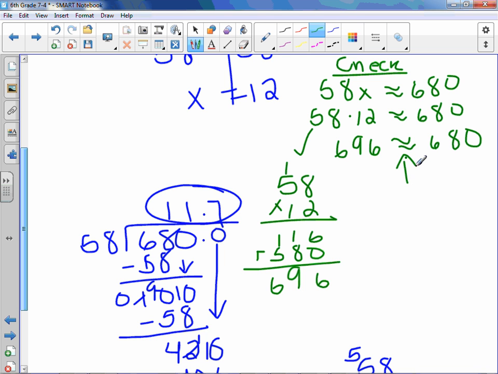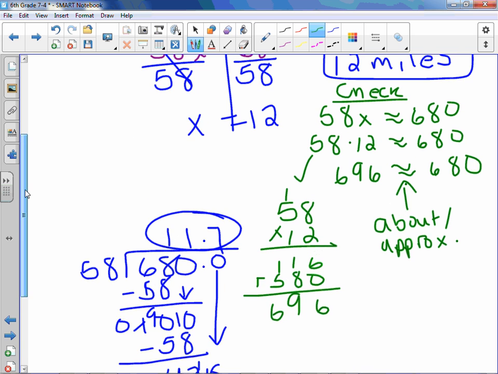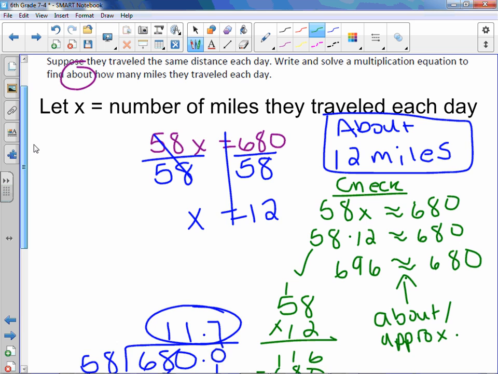I want you to write the word about, or you can write approximately. Okay, that's what that means. So that's okay. Because we rounded, I know my answer will be slightly different. So that's good.